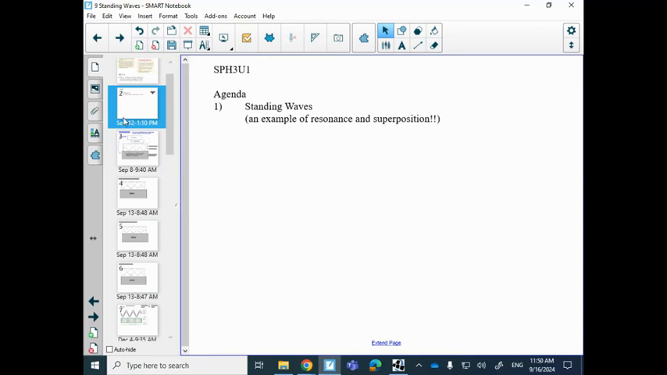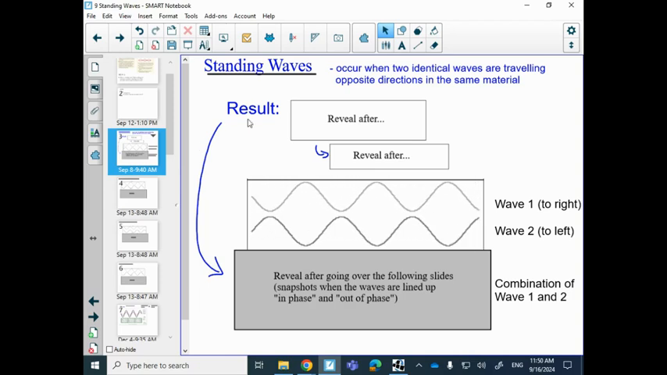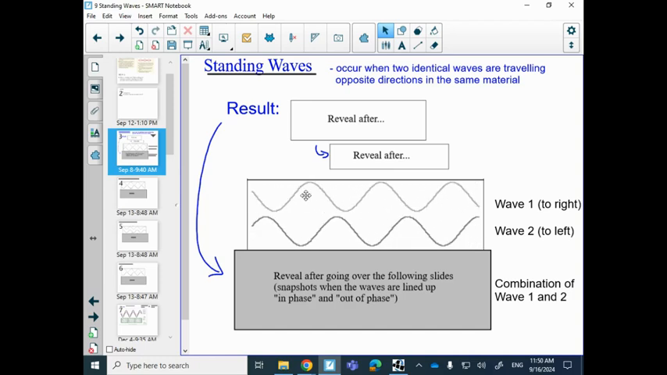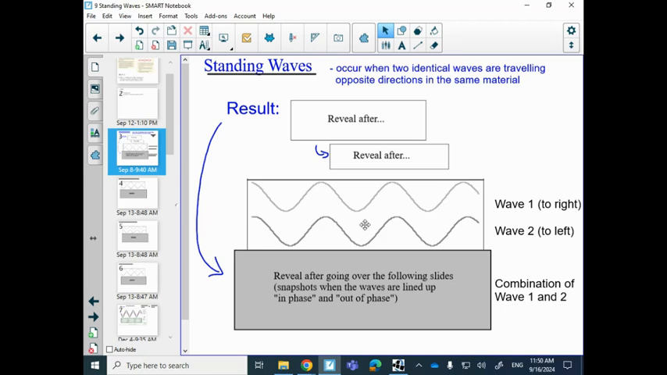Hey everyone. This lesson today is on standing waves, which you'll see is an example of resonance and superposition combined. So we're dealing with two of the topics we've talked about recently, combined together. What you'll see here is a GIF, which runs really fast now on the new computers, but you have a wave going to the right and a wave going to the left.